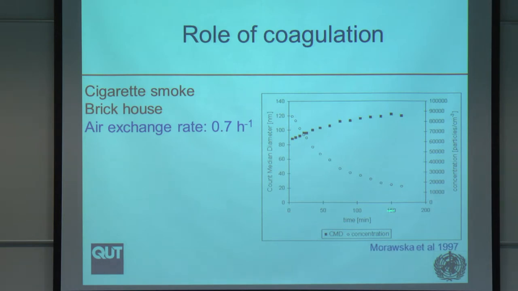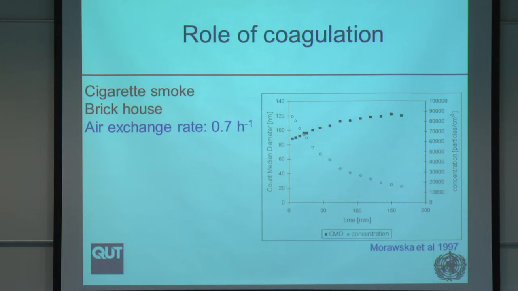A time series of measurements of cigarette smoke in a brick house air exchange rate. So we've got here count median diameter and concentration. This is concentration, this is count median diameter in the time of about 3 hours. What you can see is that concentration, as expected, is going down. And there are several processes.